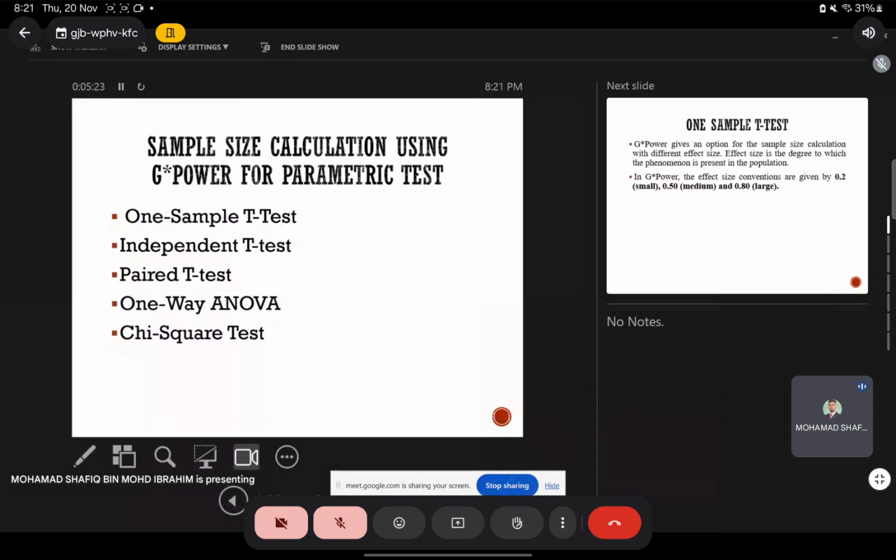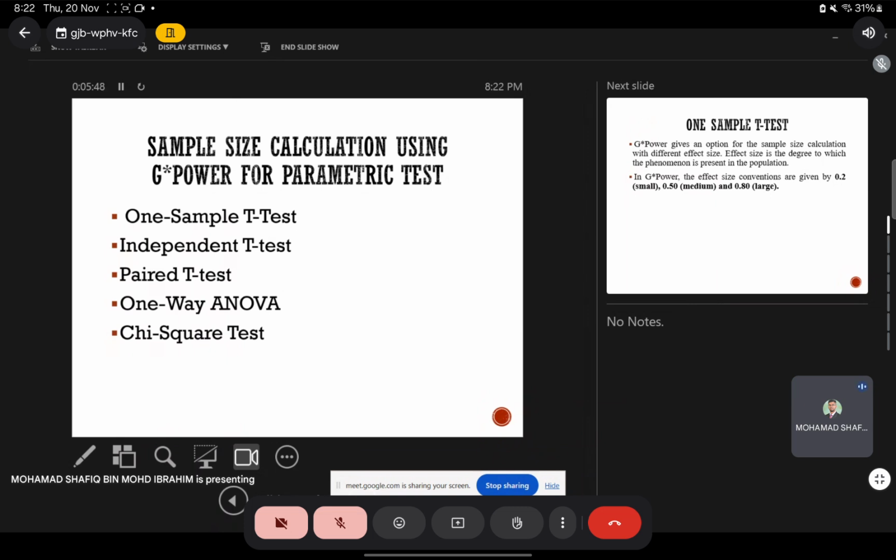So this one is the dependent variable, where, for example, I would like to test the test score before the workshop and after the workshop, but I need the same participants. Okay, for the one-way ANOVA, your dependent variable is numerical.